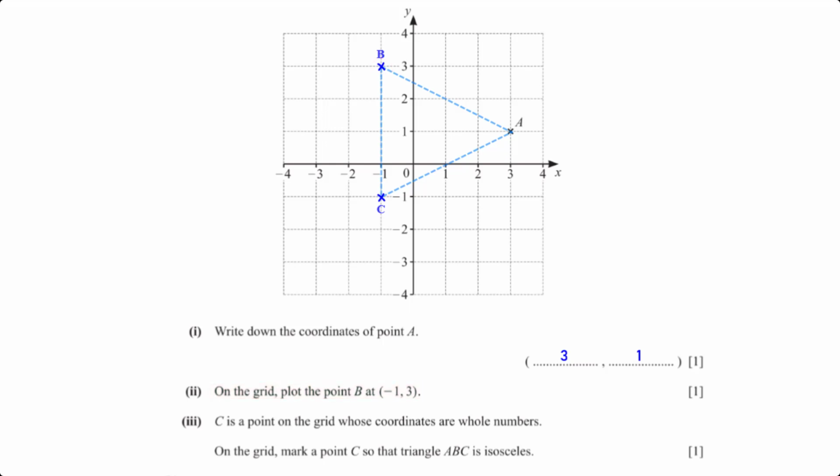C is a point on the grid whose coordinates are whole numbers. On the grid, mark a point C so that triangle ABC is isosceles. For triangle ABC to be isosceles, AB needs to be equal to AC. To move from point A to B, we move 4 units to the left and 2 units upwards. So to move from A to C, we are going to move 4 units to the left and 2 units downwards.